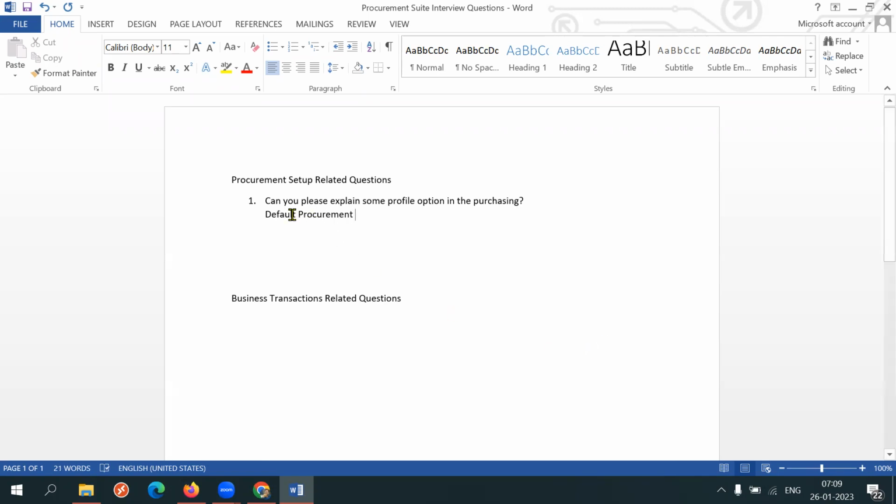Defaulting the procurement BU. Default document type, like a new order, new negotiation, existing orders. And default document type in the document builder. Okay, can we say like that?